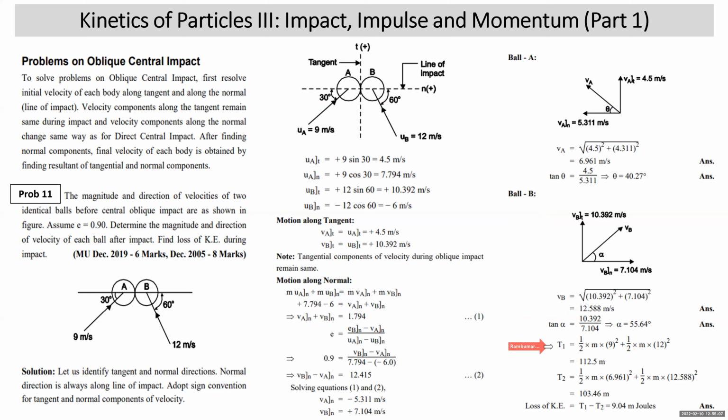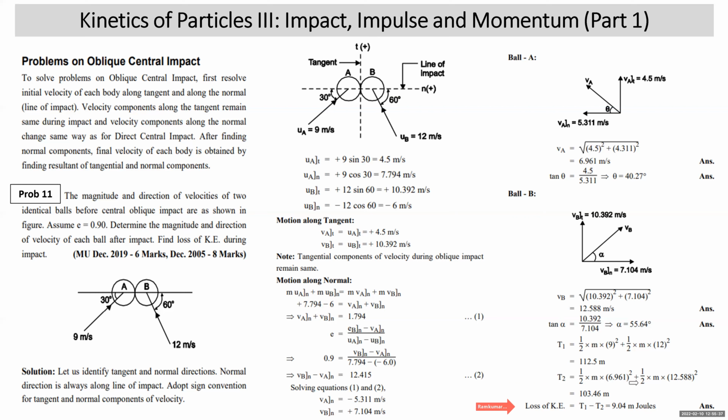What is T1? Kinetic energy before impact, total kinetic, half into m into UA square plus half into m into UB square. You get 112.5. What is total kinetic energy after impact? Half into m into VA, VA is what? 6.961, plus half into m into 12.588 square. You get 103.46. What is loss of kinetic energy? T1 minus T2. It comes 9.04 m.